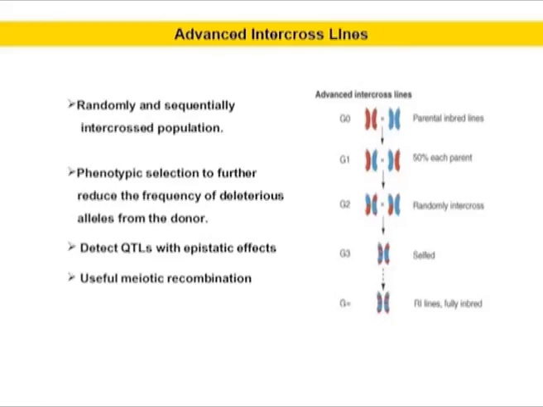This provides increasing probability of recombination between any two loci. Consequently, the genetic length of the entire genome is stretched, providing increased mapping resolution.